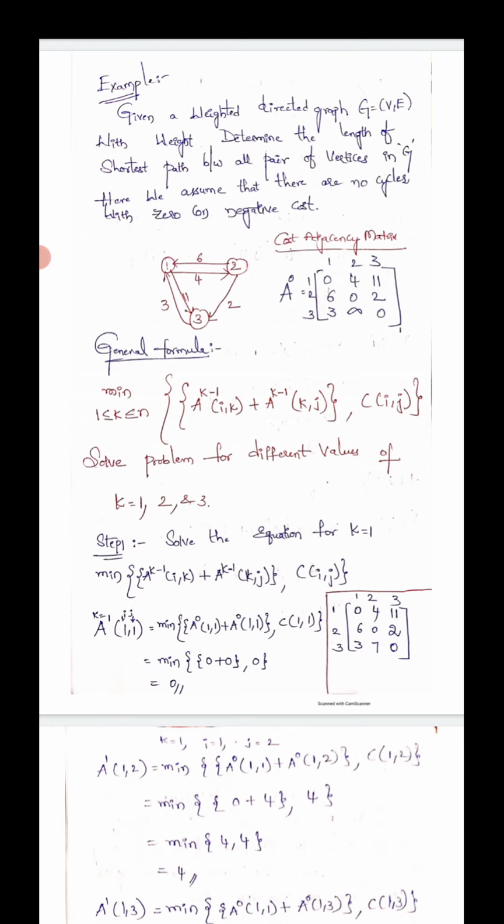Now write down the general formula here in step 1. Listen carefully. Minimum of A power k minus 1 of (i, k) plus A power k minus 1 of (k, j), comma, C of (i, j). This is the formula. Now we need to substitute. First of all, to find A power 1, we don't know the A power 1 value. So we have to use the cost adjacency matrix A power 0, and now we can calculate A power 1.